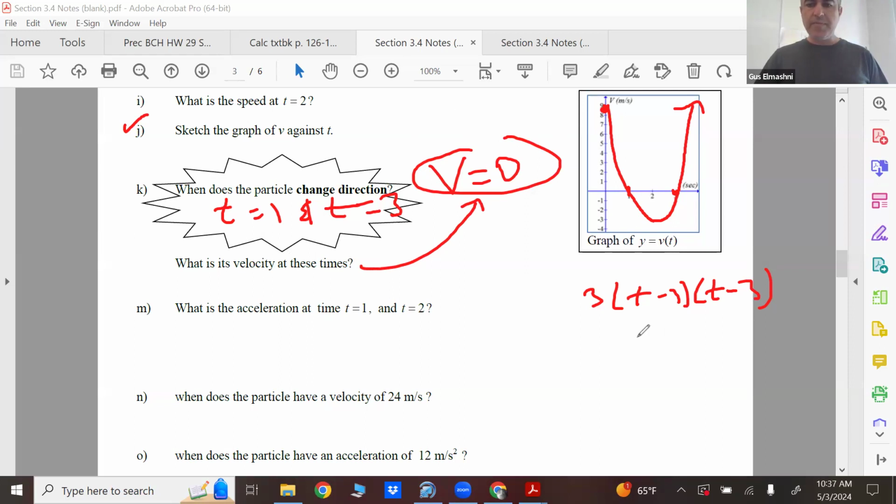Now acceleration, a of t is going to be 6t plus 12. Is that correct? You're right, minus 12, correct. So yeah, just do it.